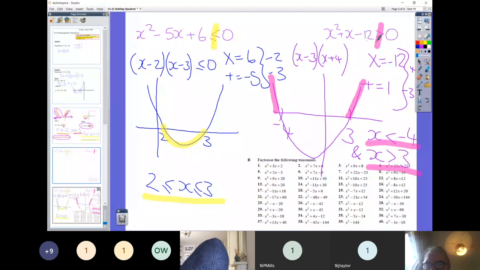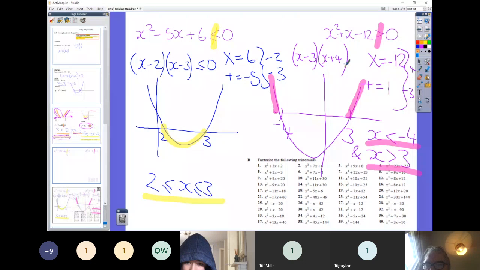Our two magic numbers multiply to be minus 12, but add to be plus 1. So that's 4 and minus 3. Okay, so our solutions are plus 3 and minus 4. Remember, if you set this equal to 0, to make the first bracket 0, x is 3. To make the second bracket 0, x is minus 4.